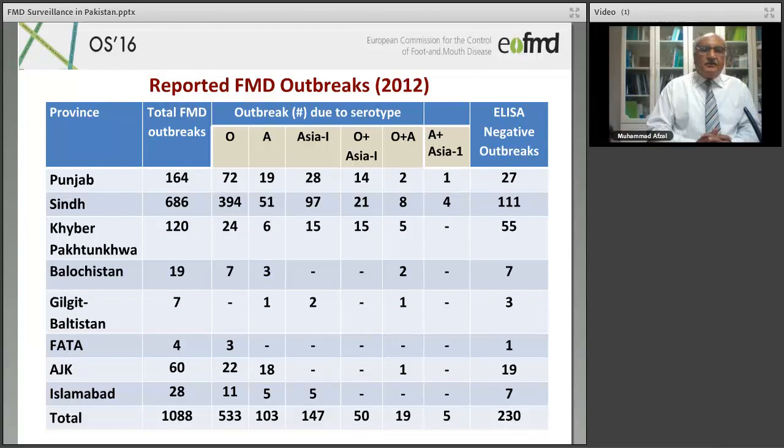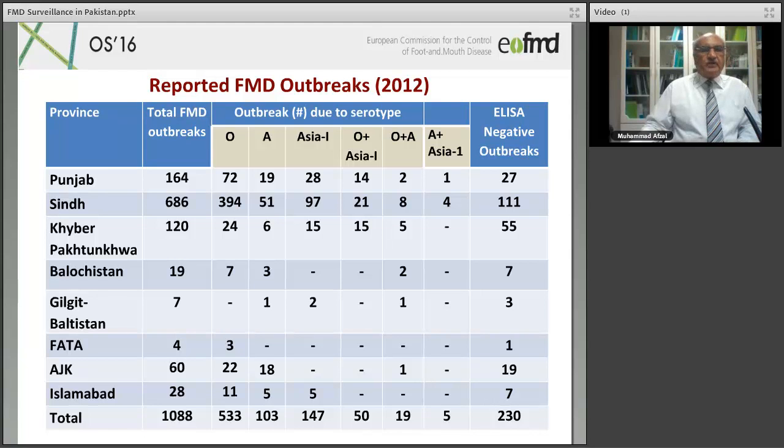And that was basically how we address these 6 elements of this whole surveillance model. As mentioned earlier, before we started implementation of this surveillance model, only 30 to 50 FMD outbreaks were reported annually. And immediately after implementation of the surveillance model, during the first year in 2012, we had information from 1,088 FMD outbreaks. And you can see that there's a huge improvement in the surveillance system.